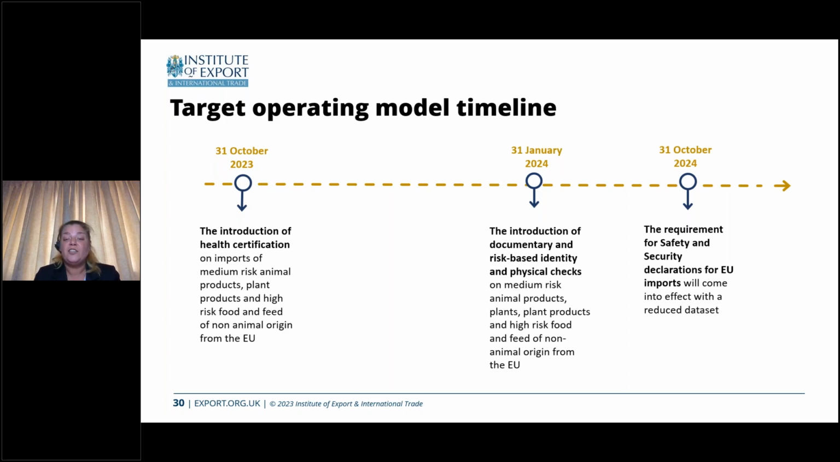31st of October next year is where the requirements for the safety and security declarations for EU imports come into effect. And again, Peter will go into those in a little bit more detail in a moment. Next section, Ewan.